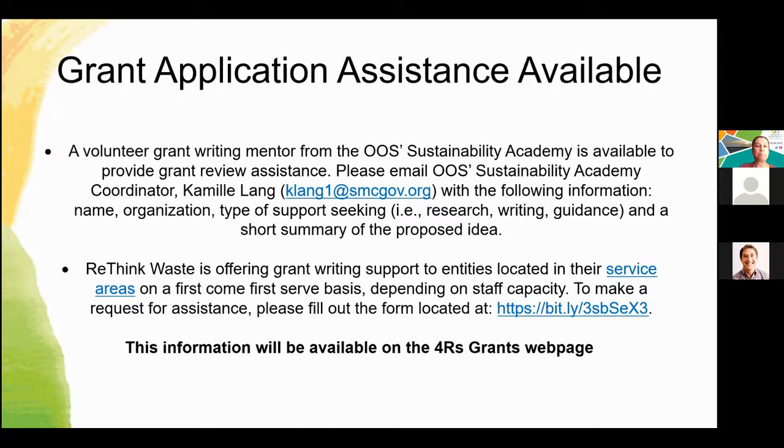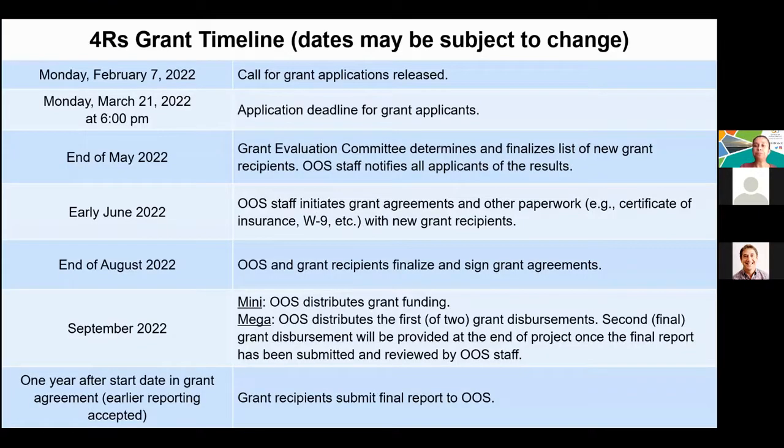Rethink Waste is also offering grant writing support to entities located in their service area on a first-come, first-served basis, depending on their staff capacity. To make a request for assistance, you will fill out the form located at the link, which will also be available on our 4Rs Grants webpage. And importantly, these resources are intended to support entities with limited resources or limited experience in grant writing, and priority will be given to those entities. So this information will all be available on the 4Rs Grants webpage.